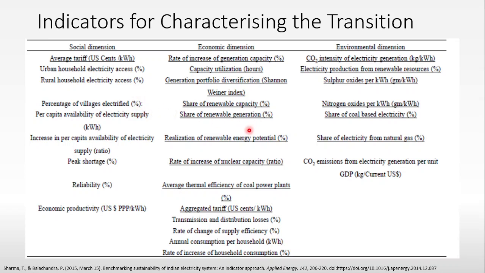Similarly, in the economic dimension you have, let's say, share of renewable energy capacity or share of renewable generation and so on. So these are characterizing the transition itself. From 2013, what will be the possible values of these indicators in 2031? That's what they have measured here.